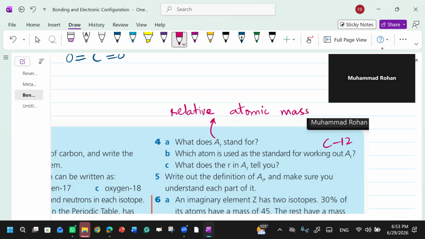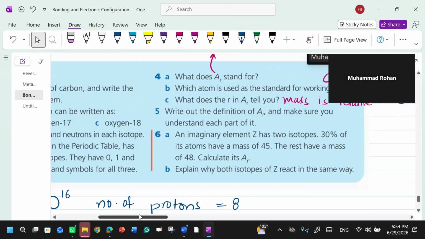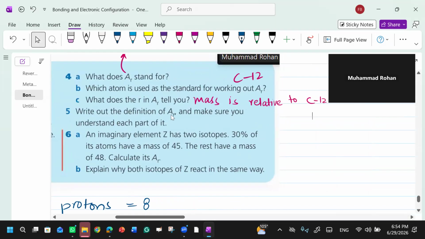Carbon-12 is the standard. It is an international standard. Now they have asked what the R in Ar tells you. It tells us the mass is relative to carbon-12. Okay. Now the next question: write down the definition of Ar and make sure you understand each part of it. What is relative atomic mass?